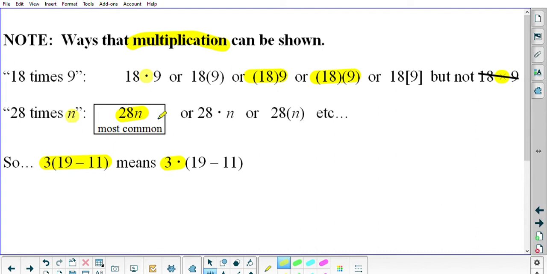You might have seen that a little bit in 6th grade math as well. I don't know. But you're definitely going to see that a lot this school year. So get used to it. The most common way of showing a number times a variable is putting the number right next to the variable. You could technically put a times dot in between. You could technically put parentheses around the number or the variable. But guys, most common way, I put it in a box for a reason. This is how you're going to see multiplication of a number times a variable.